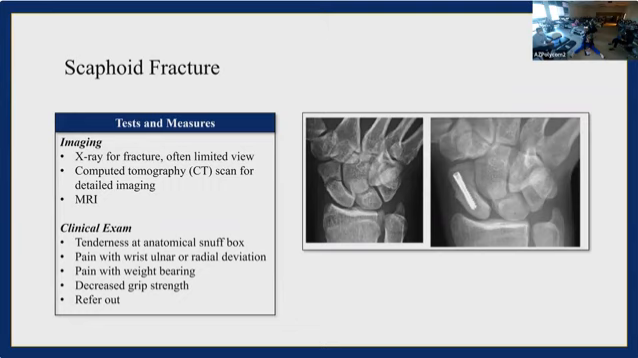So tests and measures: X-ray right away, CT scan, and MRI is what picks this up better. Most cases is an X-ray, but in people who are not getting better, they need further imaging. Okay. Clinical exam: tenderness at the anatomical snuff box, pain with wrist ulnar or radial deviation, pain with weight bearing, decreased grip strength, and if you have questions, refer out to a hand specialist. Okay.